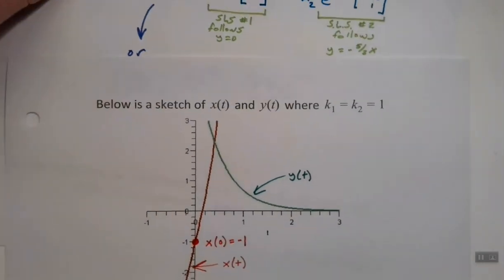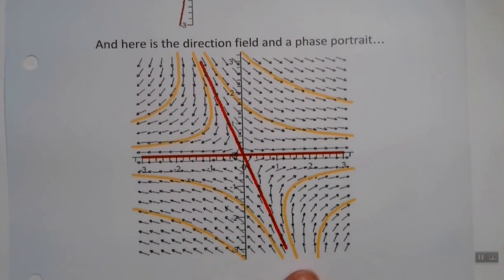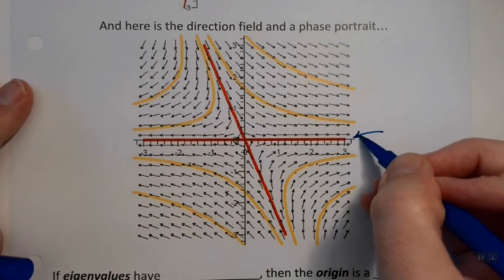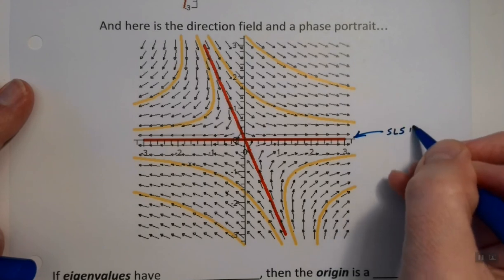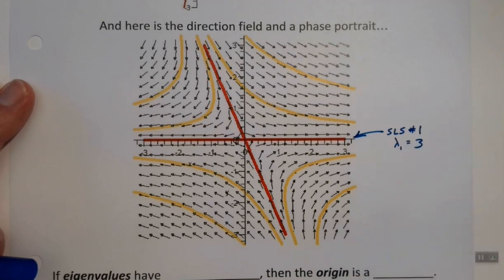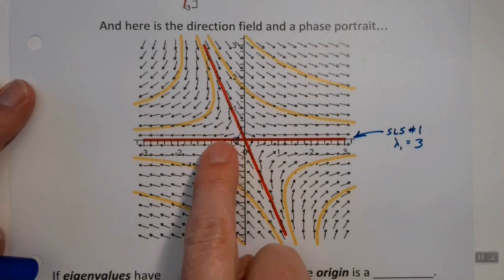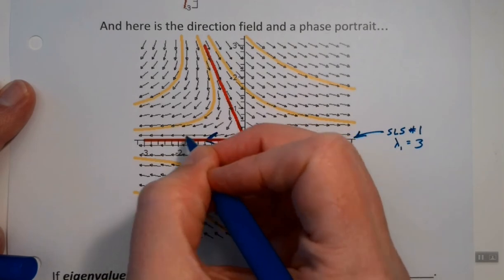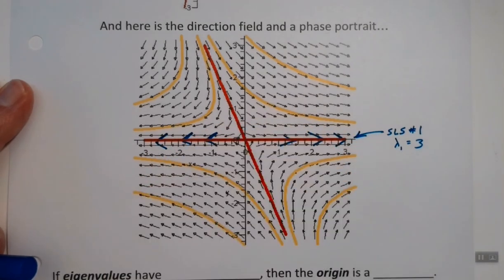So for us, what we're going to do is take a look at our phase portrait and say, okay, we know that we have two straight line solutions. One of them followed the x-axis, and we called that one straight line solution number 1. And that's where lambda 1 was equal to 3. And you'll notice that all the arrows along that line are pointing away from the origin. So I'm going to add little reminder arrows here, because everything along that straight line solution is running away from the origin, right?